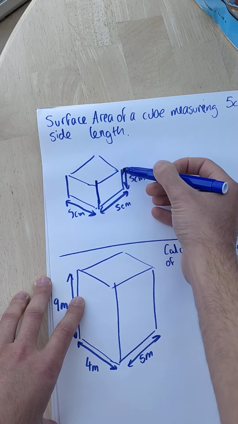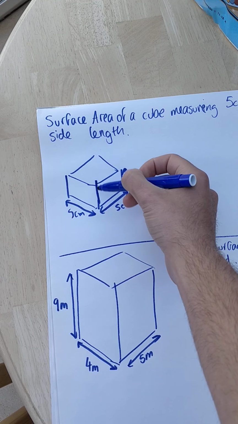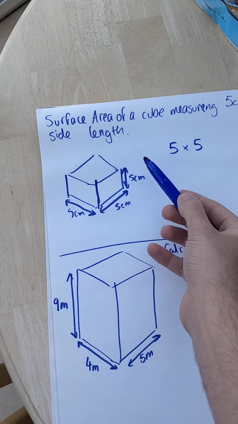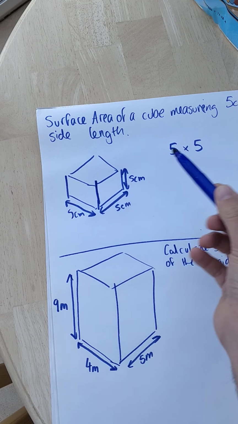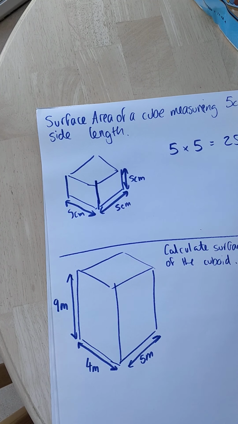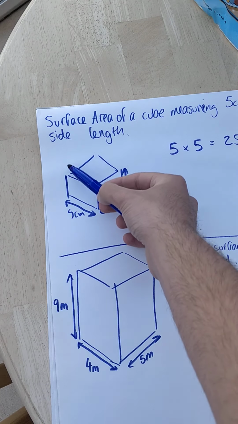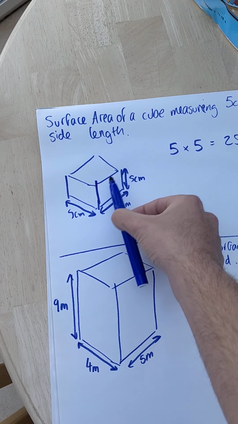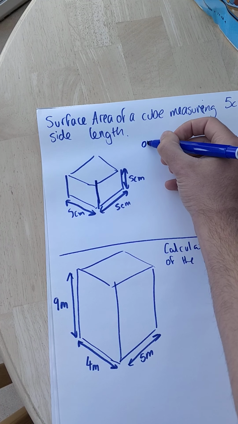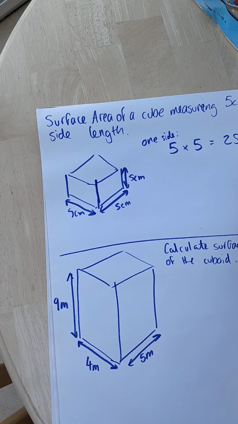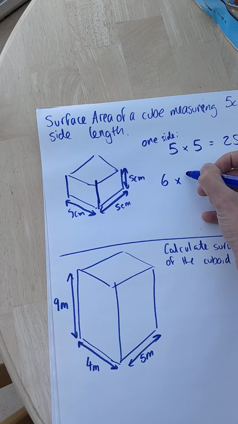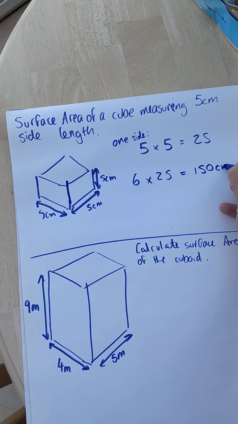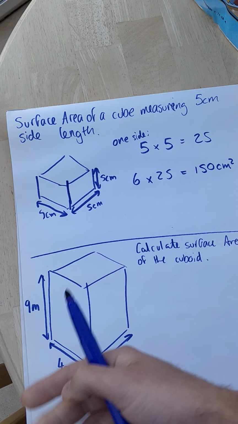Now, to find out the area of just this square here, not the entire thing, is 5 times 5. Base times height, find out the area of that square. So 5 times 5 is 25. But this is a cube. Every single one of these sides is exactly the same. So I have 6 of this square. So one side is 5 times 5, but I have 6 sides, so I have to do 6 times 25, which is 150 centimeters squared. So surface area of a cube is quite straightforward.